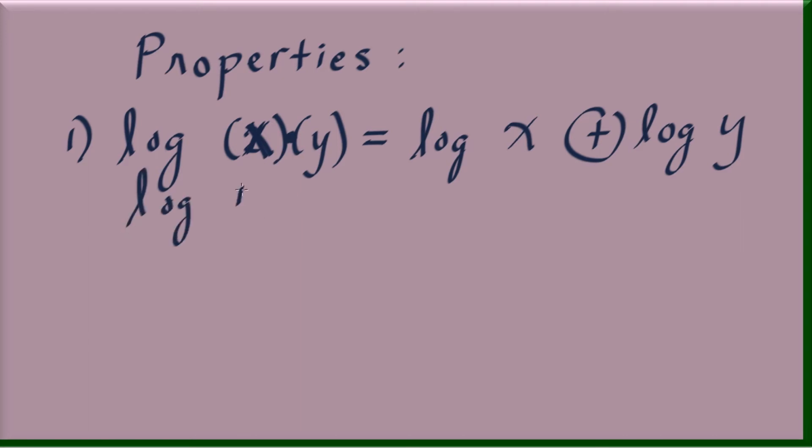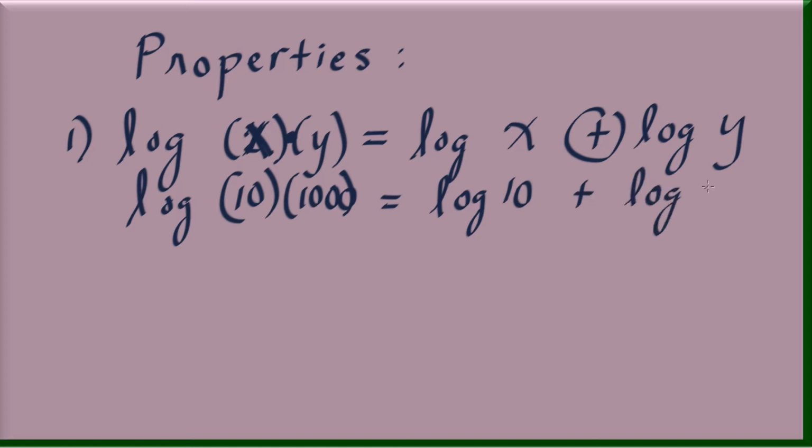So the logarithm of xy is the same as logarithm of x plus log y, which means if we have to get, say, logarithm of 10 times 1000, that's equivalent to just getting the logarithm of 10 and then adding it to the logarithm of 1000. We know from the previous example that logarithm of 10 is 1 plus the logarithm of 1000 is 3.